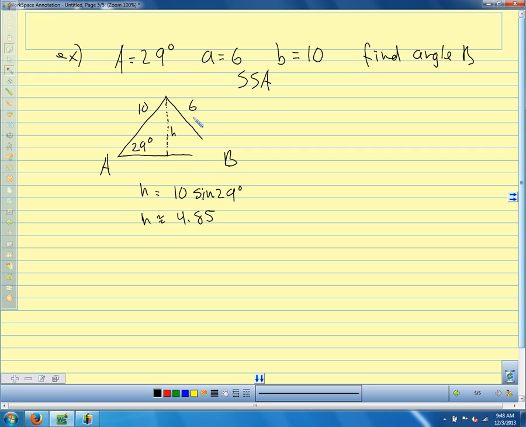So 6 is greater than our height, and it's less than this side of the triangle. So what does that tell us? We have two possible triangles. 6 is greater than h, and 6 is less than 10, so we have two triangles.